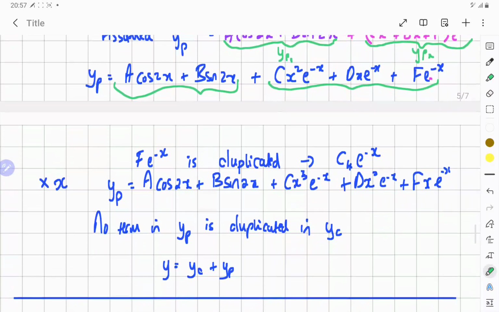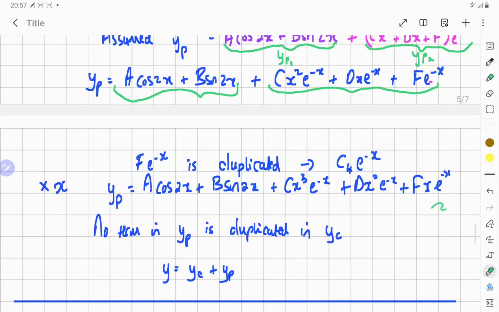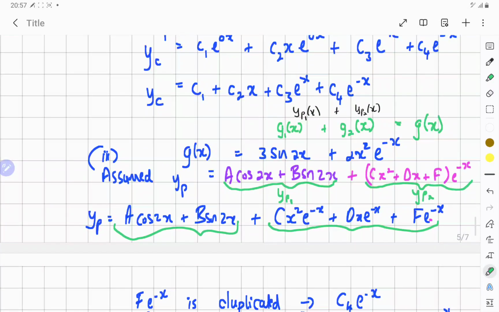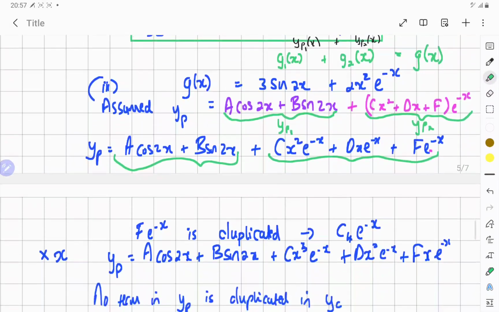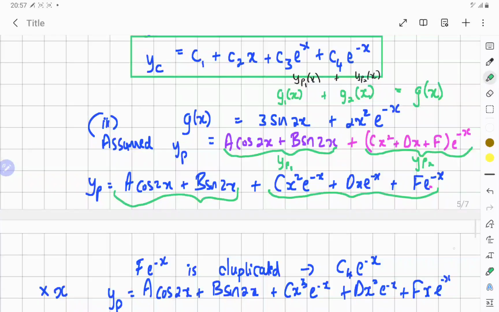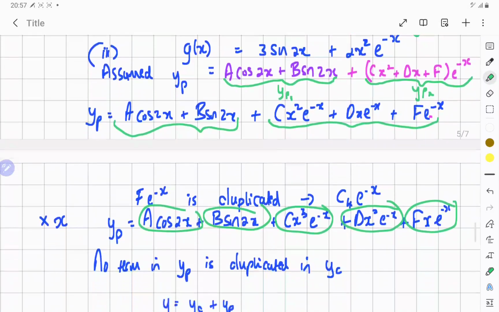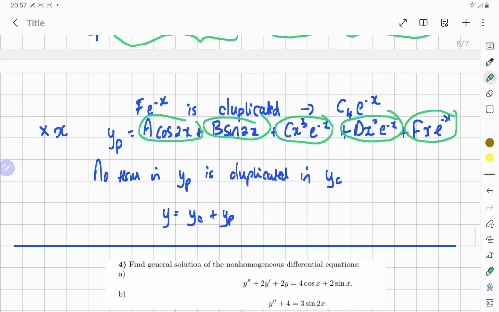Now let's check if any term or function in y particular assumed is duplicated in y complementary. So remember, y complementary, very important for our comparison. And what do we see? Everything is fine. Nothing is duplicated. And that is our y particular.